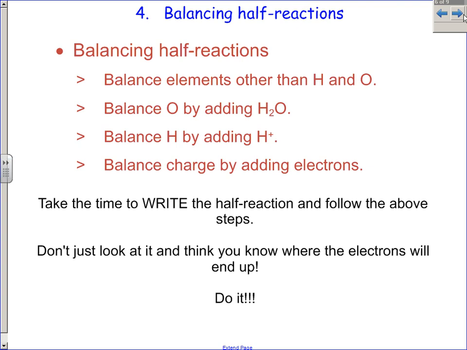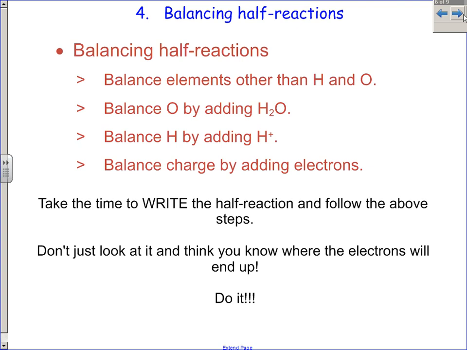Now, that brings us to balancing the half reactions. One of the critical steps in balancing the overall reaction is balancing half reactions. And common mistakes are made in the overall balancing by screwing up the half reactions. And if I ask you to balance the half reactions themselves, or I'm asking you about what's being oxidized or reduced, you need to take the time to follow these steps. Take the time to write the half reaction and then follow the above steps to balance that half reaction.